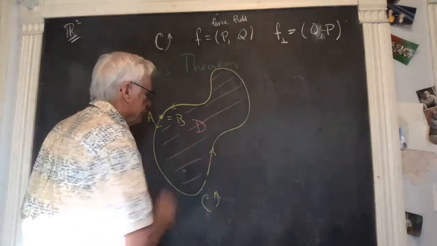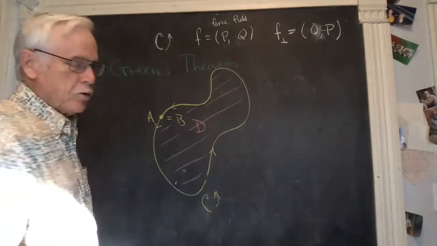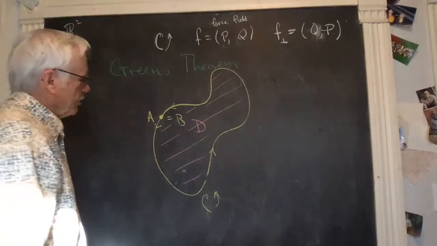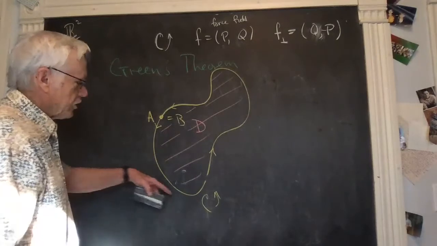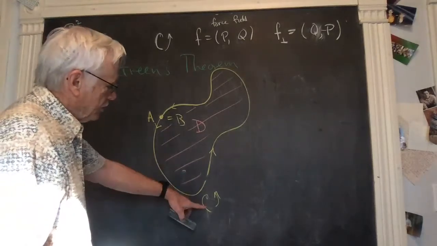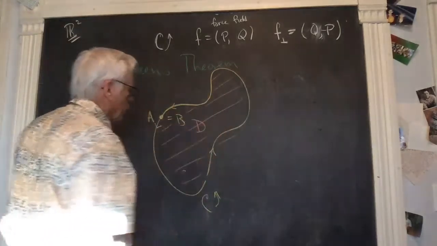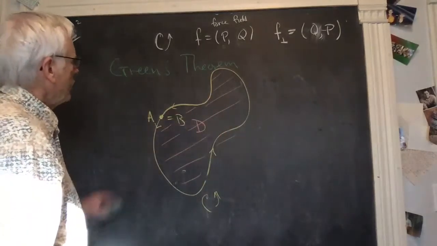counterclockwise. If you orient it the other way, the answer will be the negative of what you get. So usually you establish that a positive route around C is counterclockwise. So here we go.